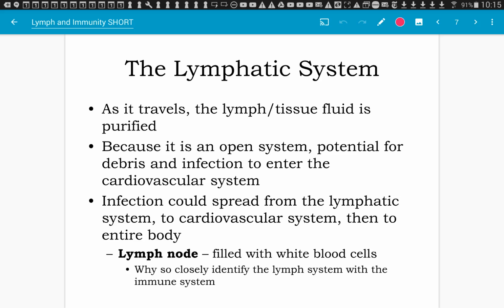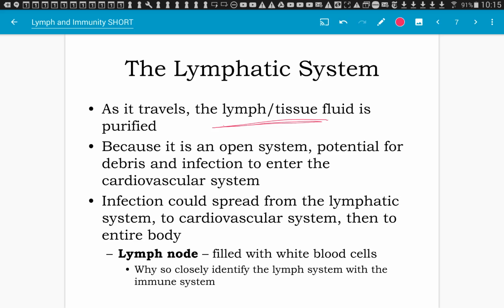Okay, so yes, as it travels, this lymph fluid is cleaned up, because you don't want to put dirty, infected fluid back into the bloodstream, okay? And because it is an open system, that's why it's more likely to have infected cells or debris that you wouldn't normally find in the blood. So we've got to clean it before we put it in the bloodstream.